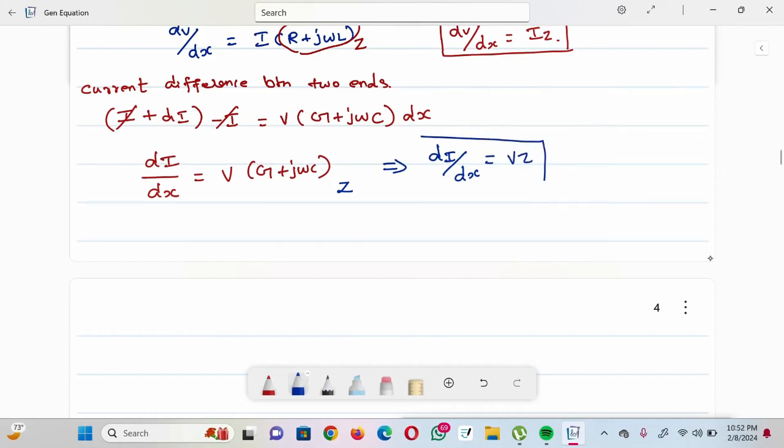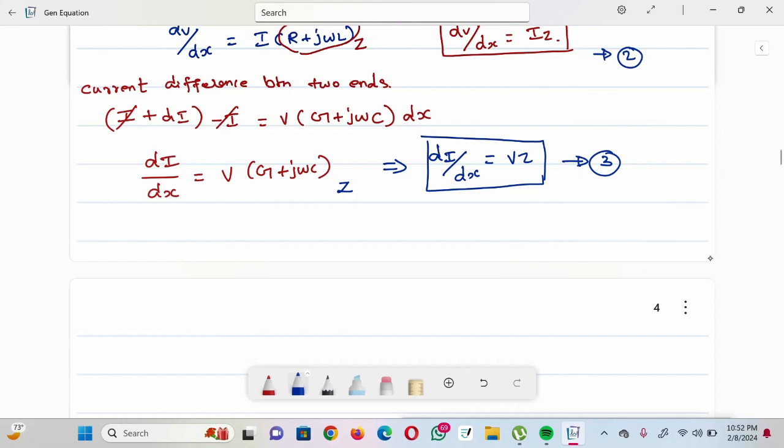So already we derived one equation, the first equation. This is called the second equation, IZ. This one is called the third equation, VY. So now we know the current value and the voltage potential difference value. After using this equation, we can differentiate the equation, first dV by dx equal to IZ.